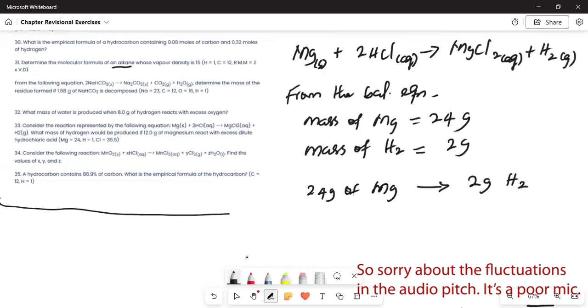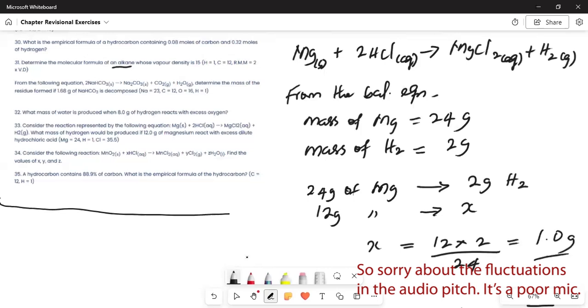Then what would 12 grams of magnesium produce? 12 grams of magnesium, let it produce X. Simple proportion, that would be 12 times 2 divided by 24. That is cross multiplication. 12 times 2 is 24. 24 divided by 24 is 1. So 1 gram of hydrogen will be produced.